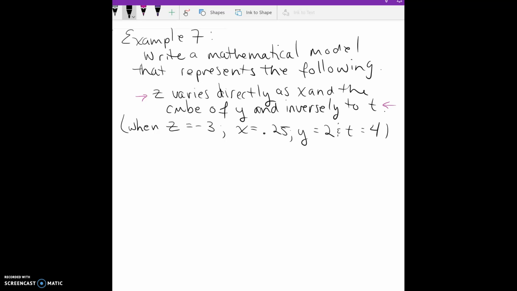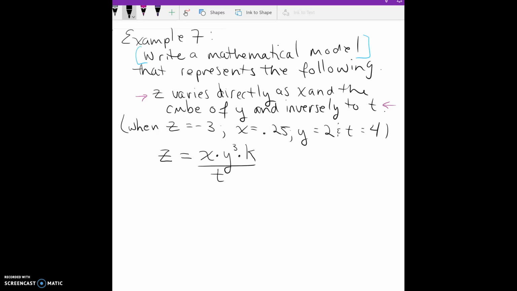So the initial equation: z varies directly as x and the cube of y. And don't forget our constant of proportionality. And inversely to t, so that means we're going to throw them all over t. Now the question's asking for a mathematical model. So remember, when we're asking for a mathematical model, that means we need to find the numerical value for k, and then substitute it back in.